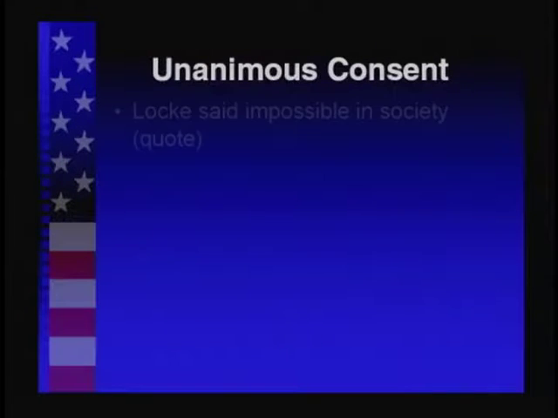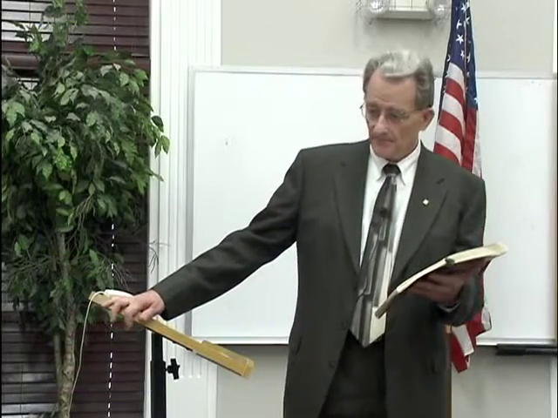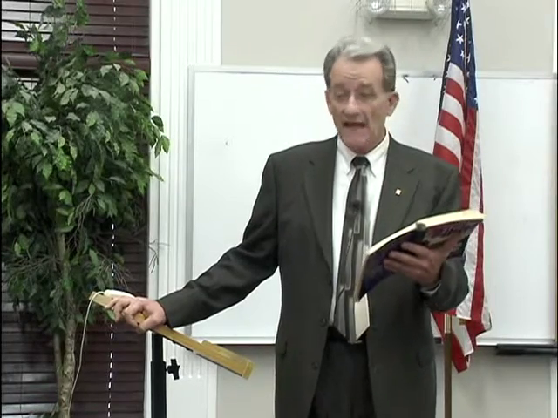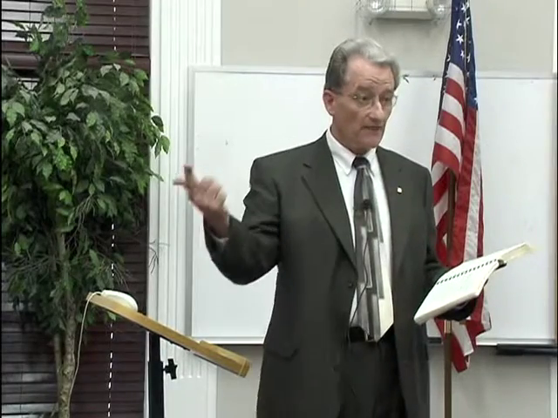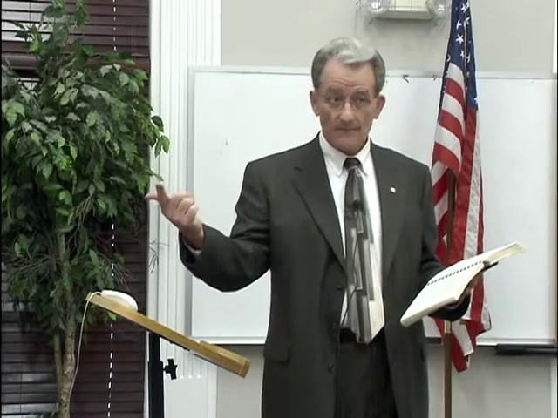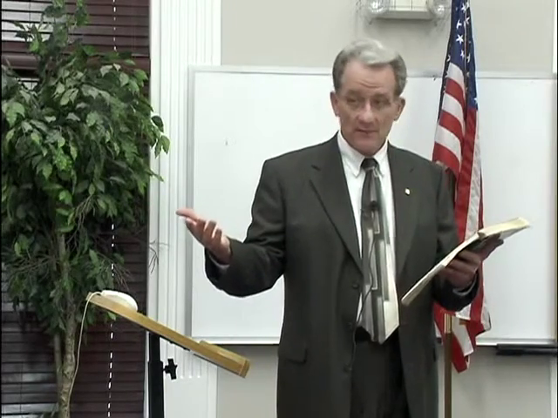Locke said it was impossible to get unanimous consent. And here's how he says it in the next quote there on page 230. He says, if the consent of the majority shall not in reason be received as the act of the whole, nothing but the consent of every individual can make anything to be the act of the whole. In other words, it's either got to be the majority or what? Or unanimous. Then he goes on to say why unanimity isn't too practical.